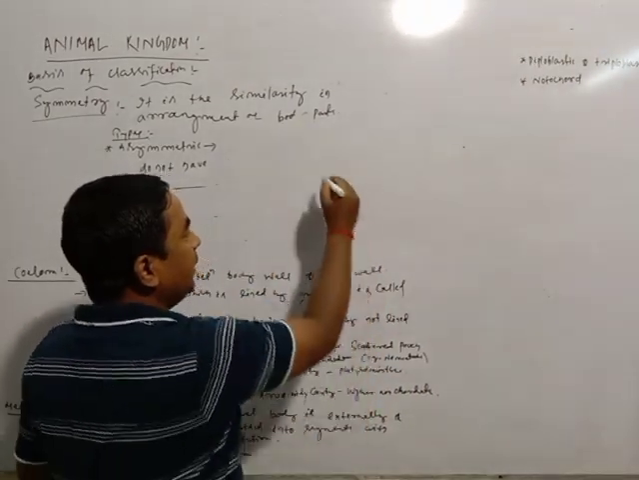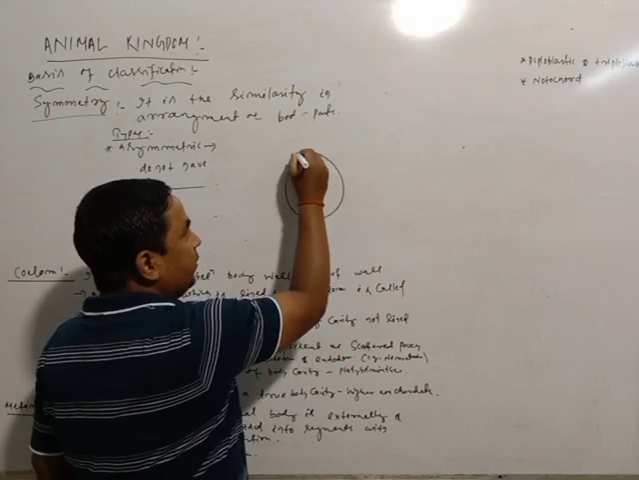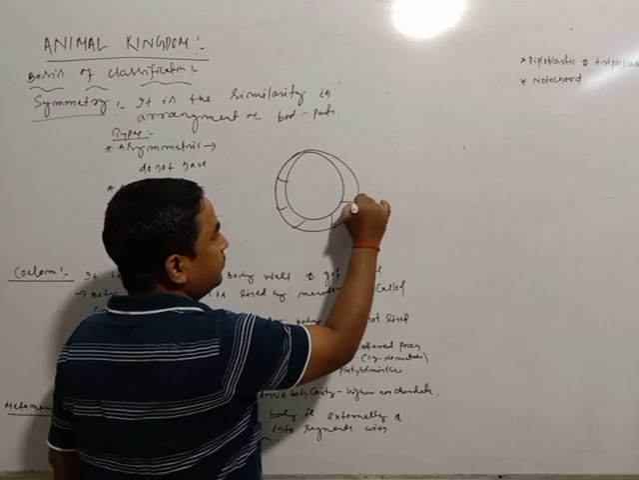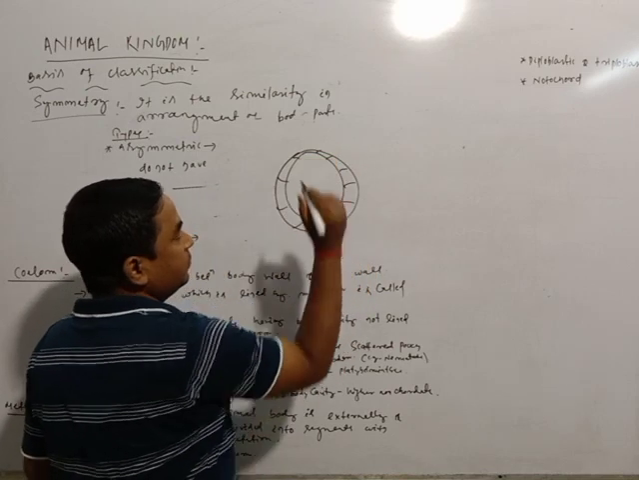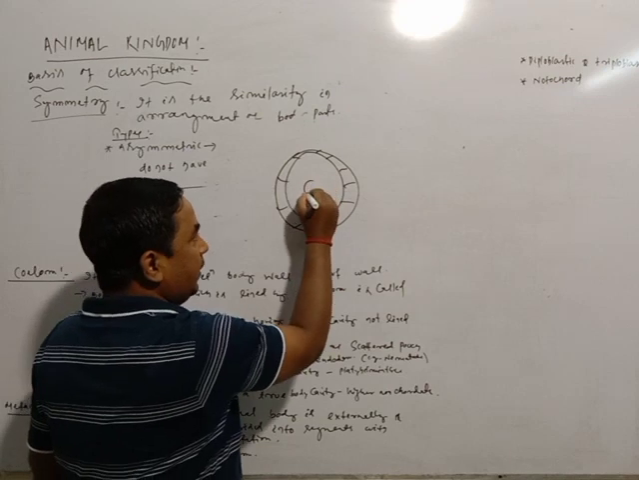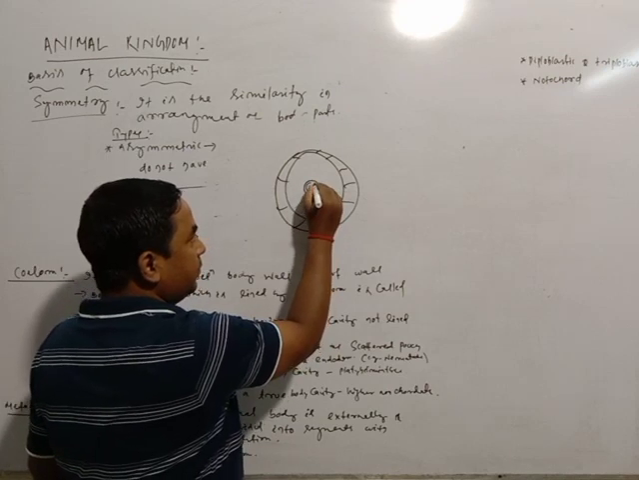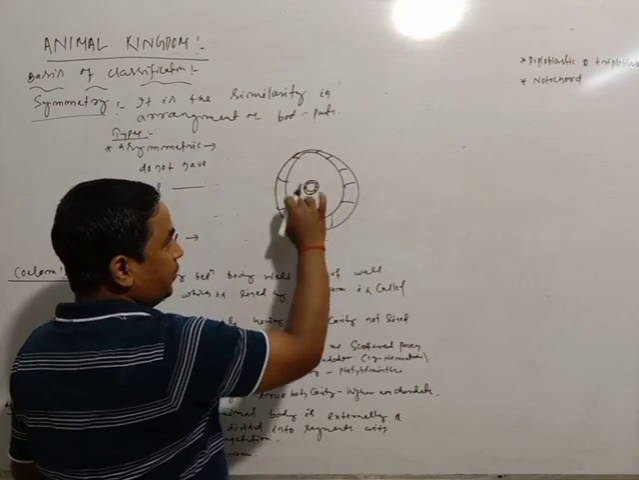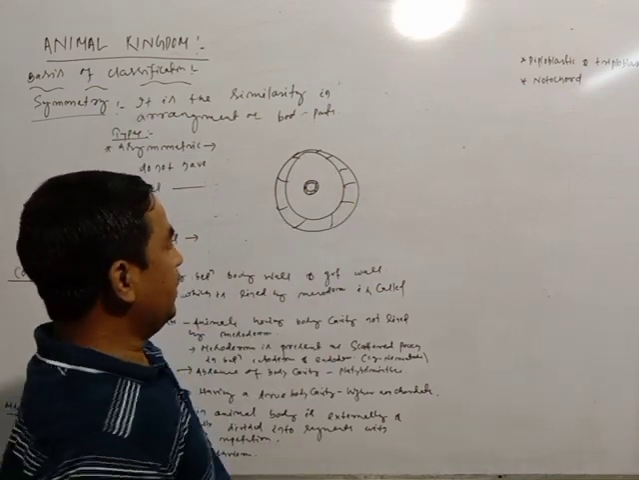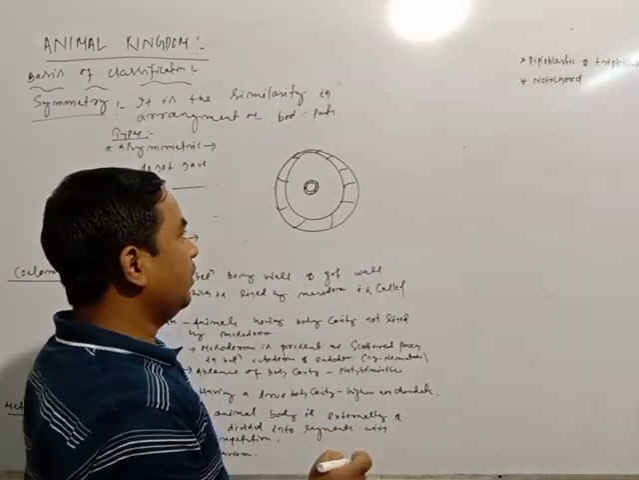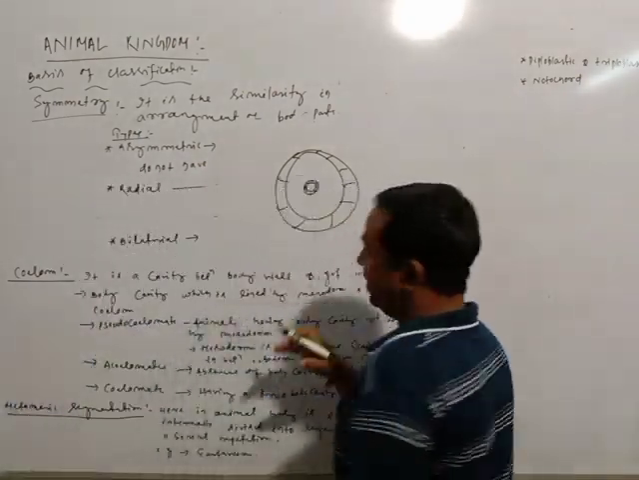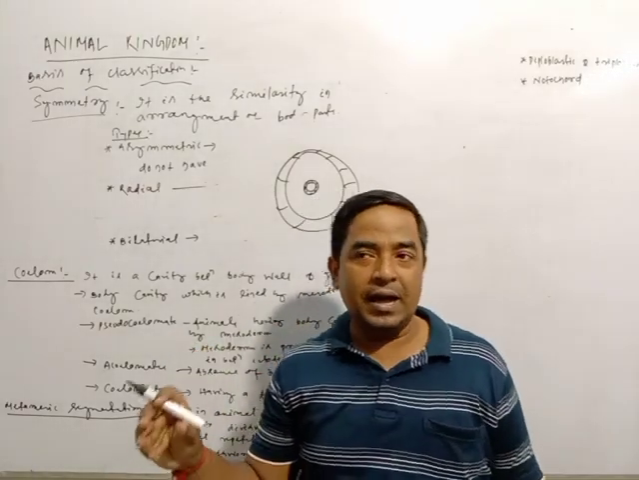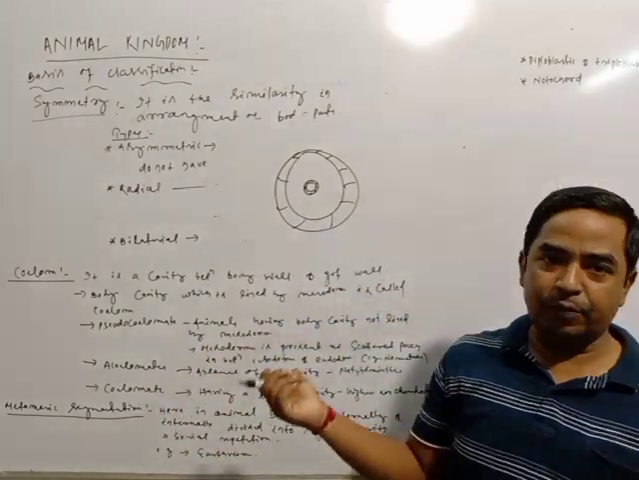If this is the body wall, this is the elementary canal, this part is your coelom. So those animals having a definite body cavity or coelom are popularly called coelomates.